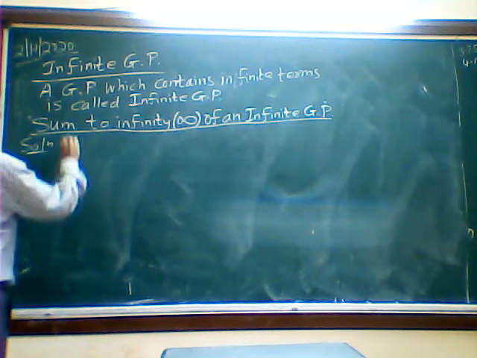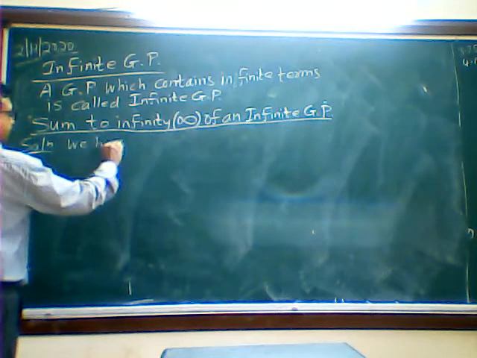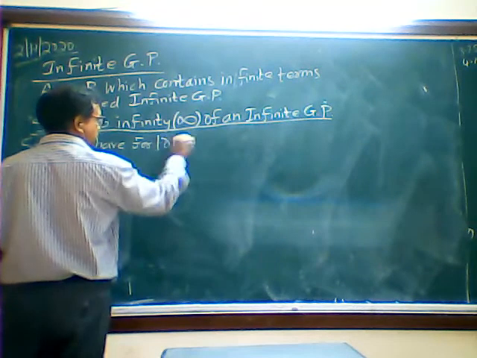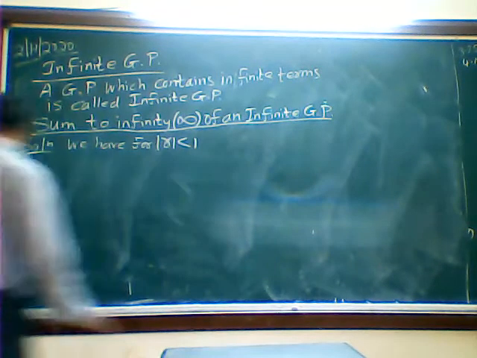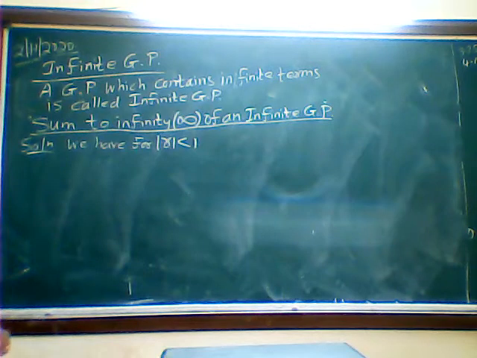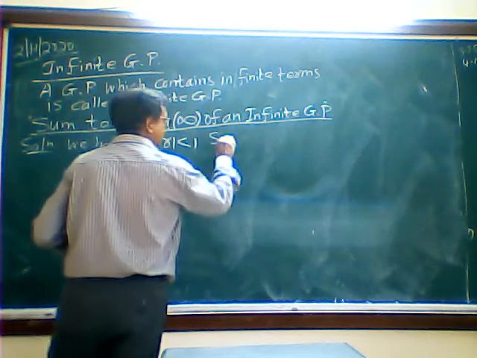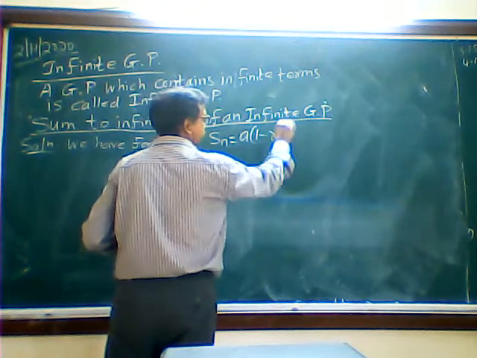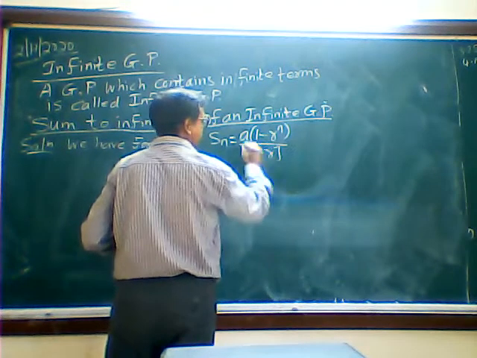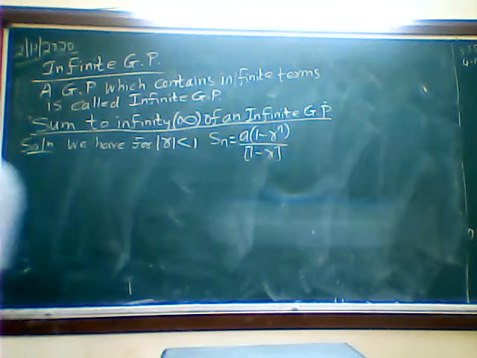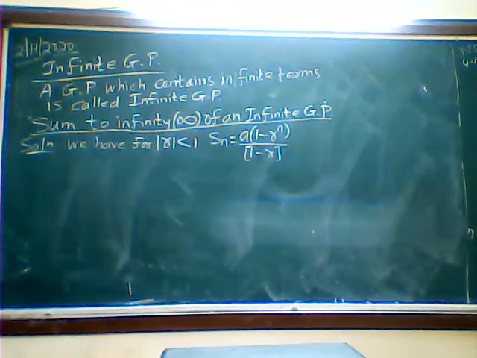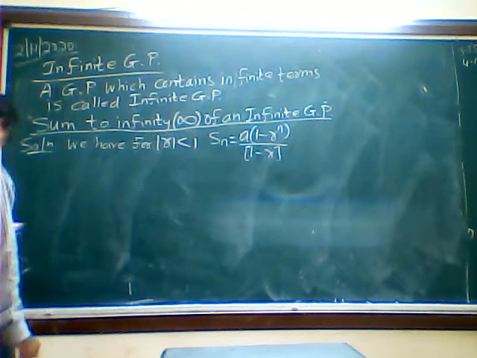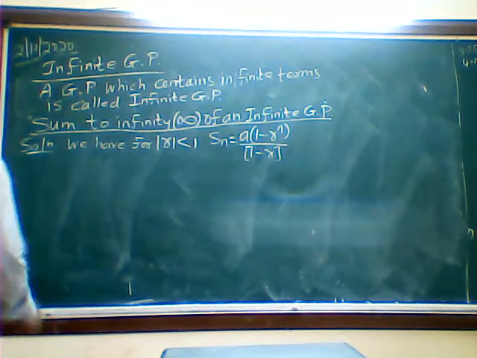We have for mod r, I write mod, why? Because r should be positive. We have for mod r less than 1, Sn formula what? Sn equal to, last class we have done, na? A into bracket 1 minus r raised to n divided by 1 minus r. This was the formula for r less than 1. Instead here r and n between two parallel lines, that is mod. Okay.